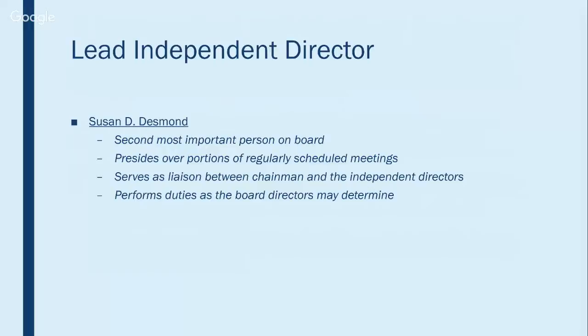That's important to know, because in some cases the CEO is not the chairman. So in some different cases, the chairman has to coordinate between the CEO and performs duties that other board directors may determine.